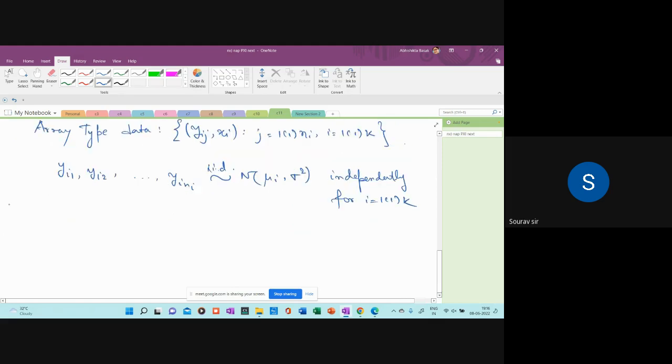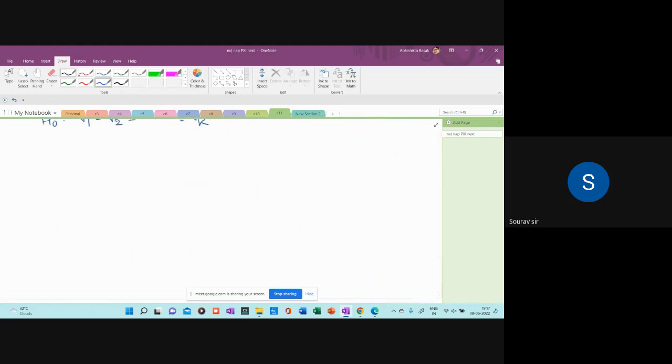So we need to test a hypothesis. In this case I am going to consider H naught: whether sigma 1 is equal to sigma 2 is equal to sigma k, whether they are homoskedastic or not. To test this we have basically two or three kinds of tests. Here I am going to discuss three kinds of tests, so whichever is convenient for you, you can opt for that for the exam. Test number 1, Bartlett test.